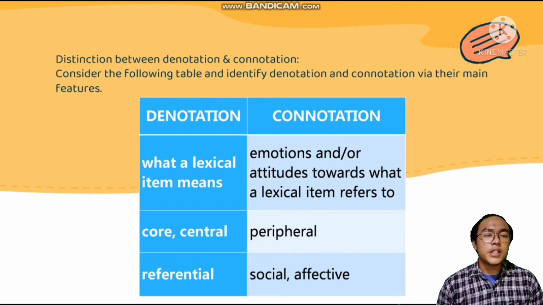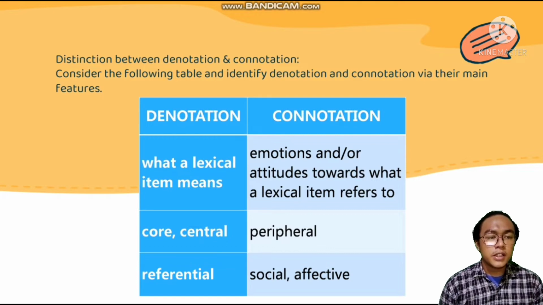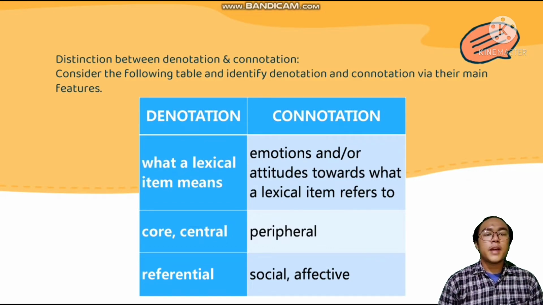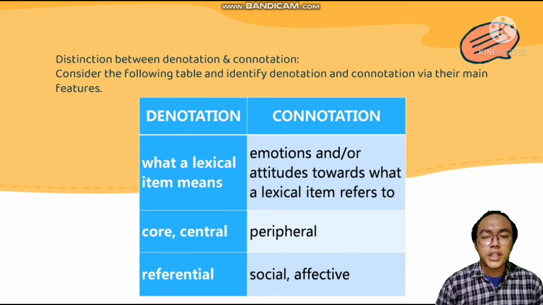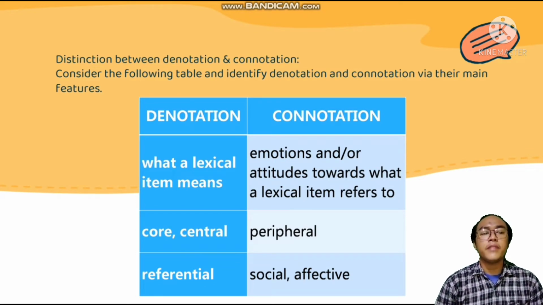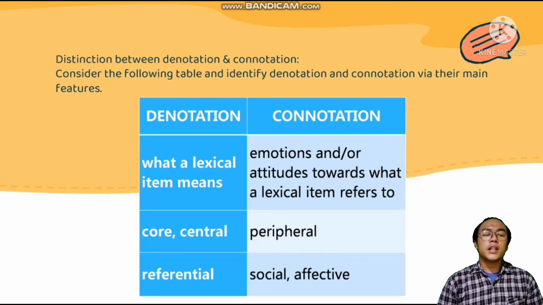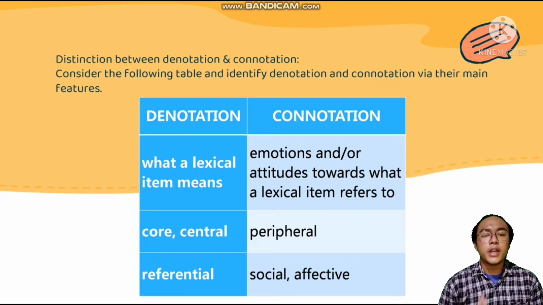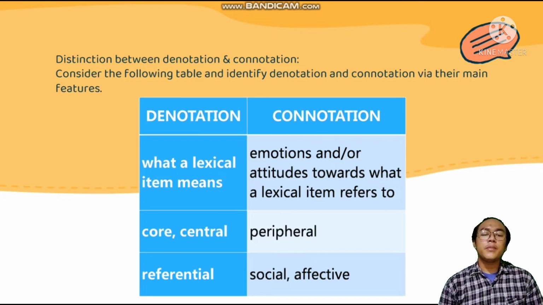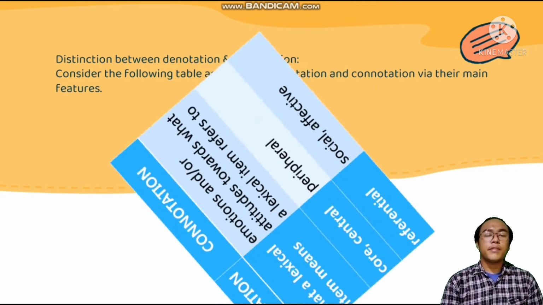Oke, kita lanjut. Distinction between denotation and connotation: consider the following table and identify denotation and connotation via their main features. In denotation, what a lexical item means. In connotation, emotions and or attitudes towards what a lexical item refers to. In denotation, core and central. In connotation, peripheral. In denotation, referential, and in connotation, social or affective.